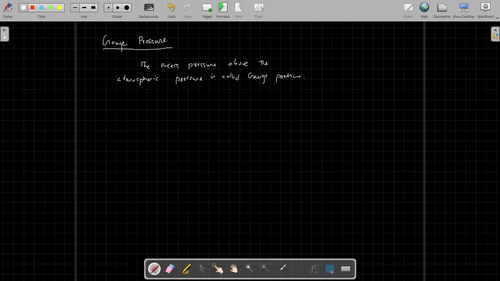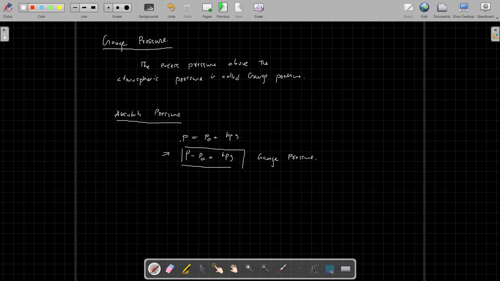So what does this mean? We know absolute pressure at any point is given as P is equal to P atmospheric plus H rho G. So if you subtract this, P minus PA equals H rho G, which is called the gauge pressure. Let us see an example to understand this.